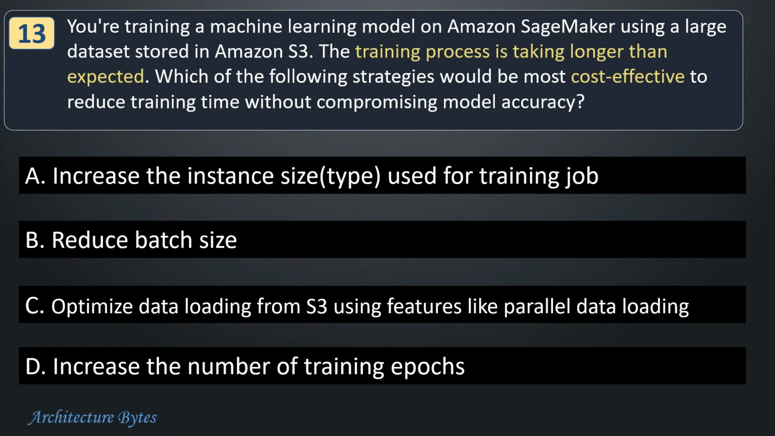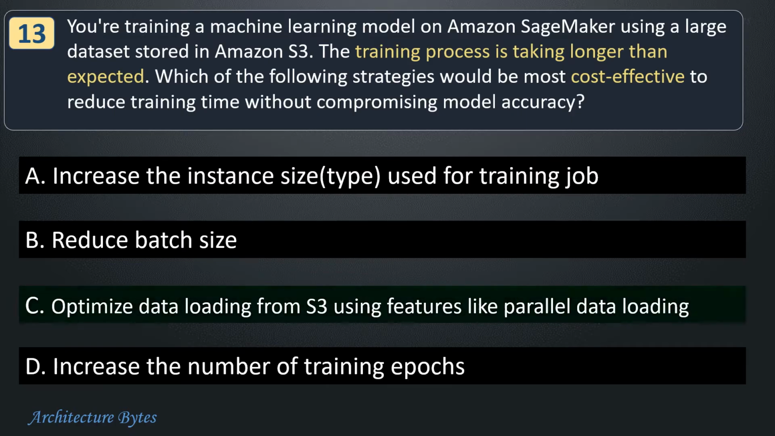You are training a machine learning model on Amazon SageMaker using a large dataset stored in Amazon S3. The training process is taking longer than expected. Which of the following strategies would be most cost-effective to reduce training time without compromising model accuracy? Option A. Increase the instance size used for training job. B. Reduce batch size. C. Optimize data loading from S3 using features like parallel data loading. Option D. Increase the number of training epochs.